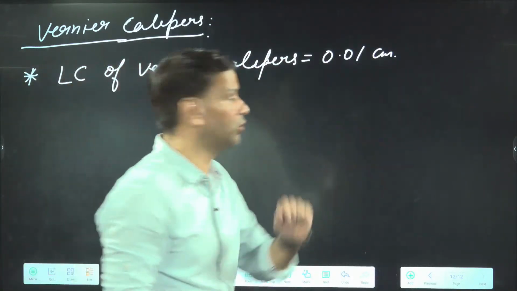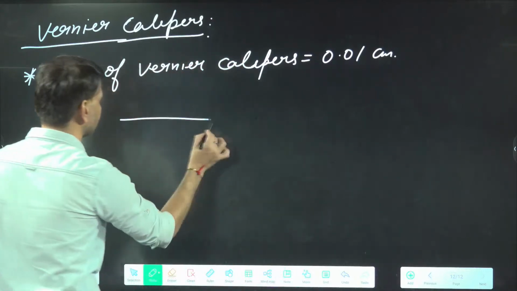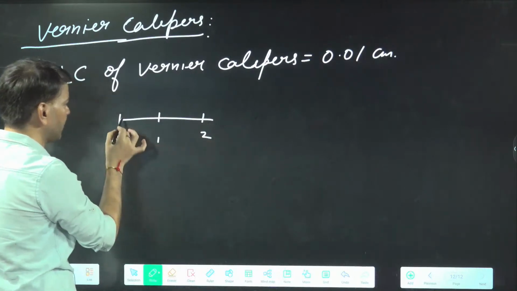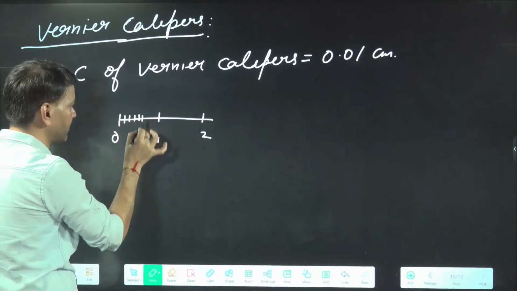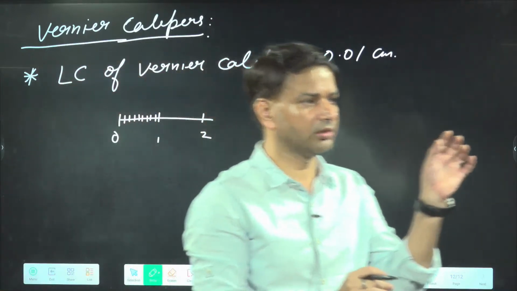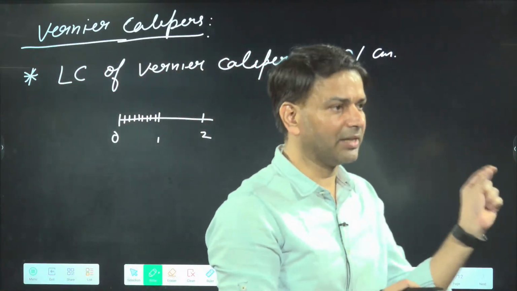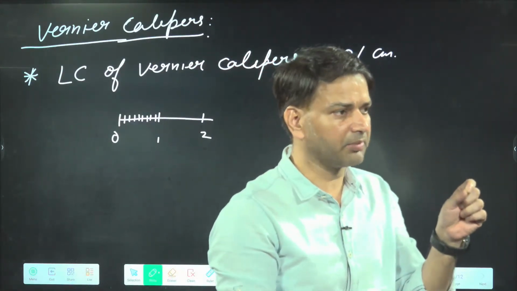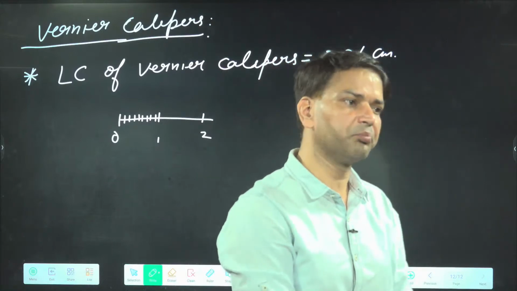Main scale is the normal scale. In the normal scale, we know there are big divisions. Suppose this is 0, 1, 2. In between there will be 10 small divisions. So the normal scale can measure a minimum distance of 1 millimeter or 0.1 centimeter. That scale is called the main scale.